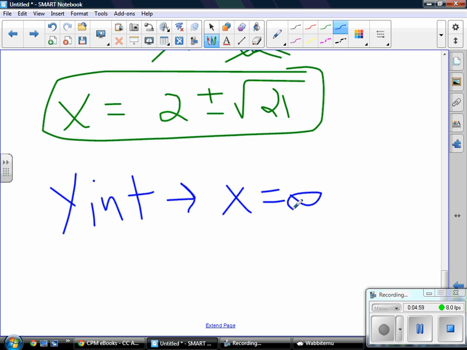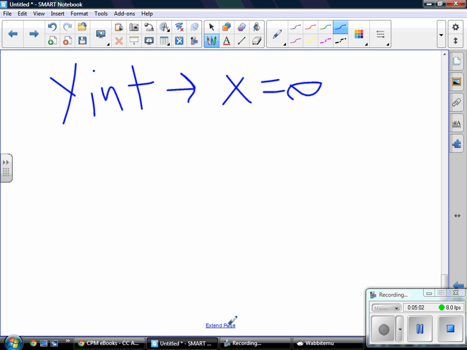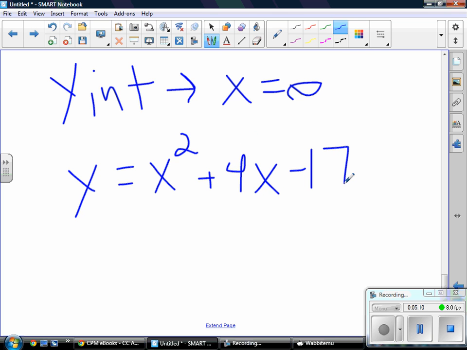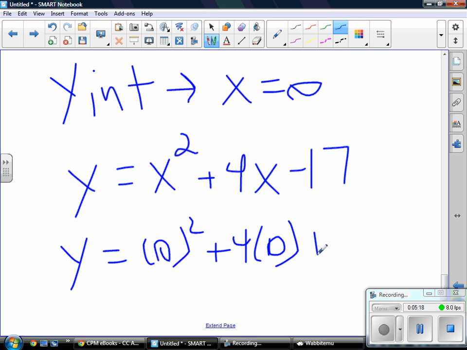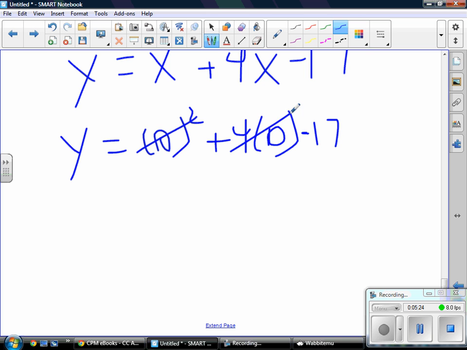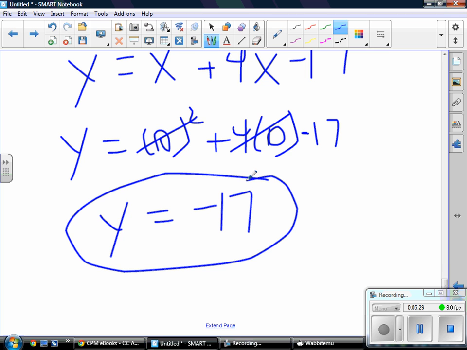Now for the y-intercepts, again, I'm having the opposite variable become 0. So I'm going to plug in x equals 0 into our original equation, which was this. Okay, so I'm going to replace my x's with 0. So y equals 0 squared plus 4 times 0 minus 17. Okay, so this becomes 0, this is 0, so really my y-intercept becomes negative 17. So my y-intercept, if it's given in standard form, should be pretty easy. It's just the constant term at the end. So I can find my x-intercepts and y-intercepts by plugging in 0 for the opposite variable.